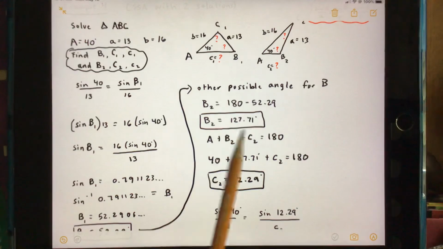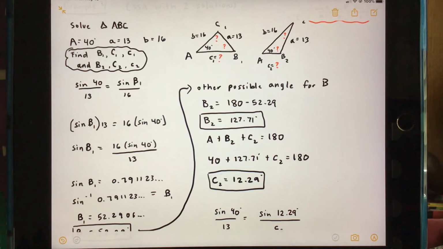Last time, this second angle measurement didn't work, but this time it will work because when we add our known angle of A, 40 degrees, our B2 angle, 127.71, plus our C2, and make that equal to 180, we will find out that it is possible that C2 would be 12.29 degrees. These two do not sum to more than 180, leaving room for our C2 angle. It's a small angle, but it still works.